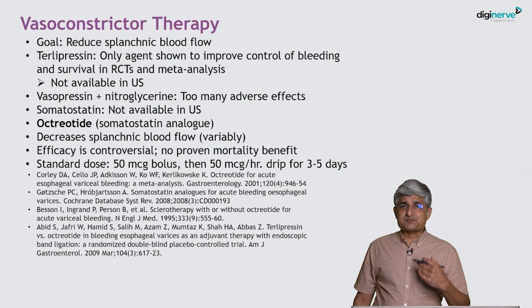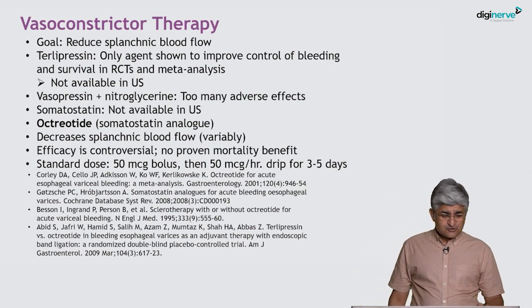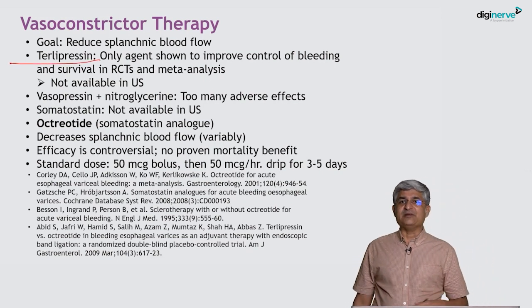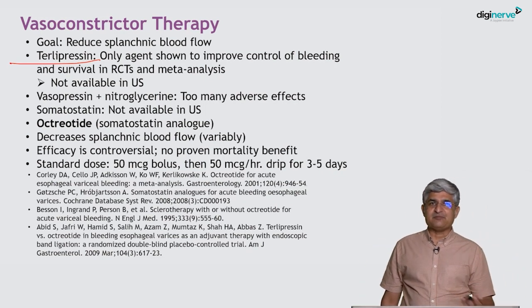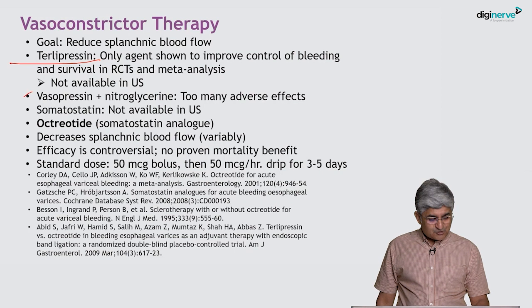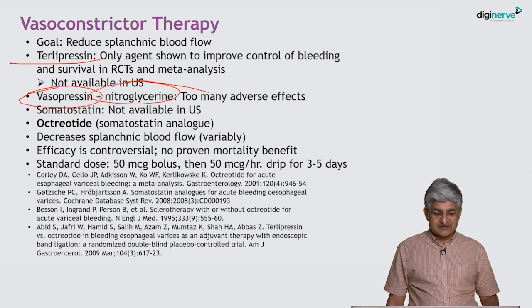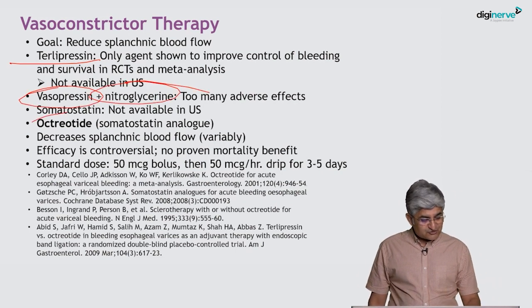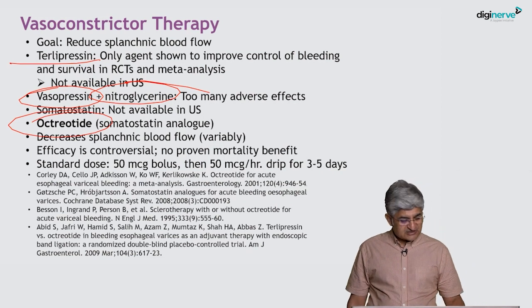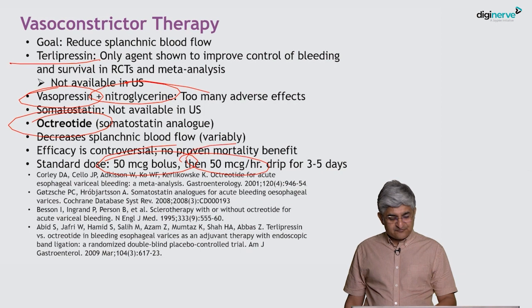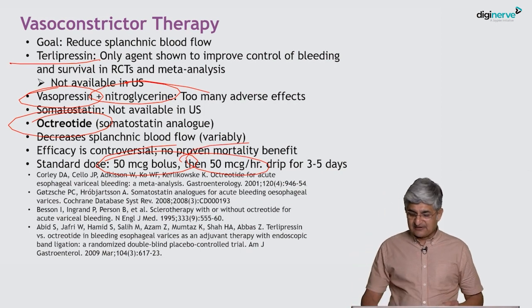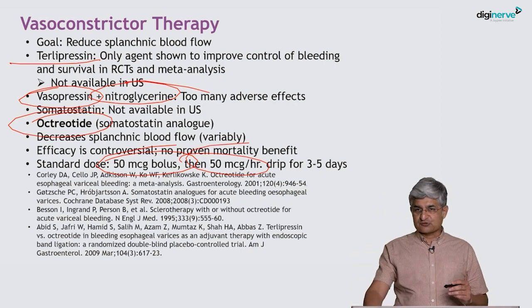It reduces the splanchnic blood flow. You commonly use terlipressin. You should give it at 2 milligrams as an intravenous bolus, followed by 1 milligram, which can be given every 8 hourly. And vasopressin or nitroglycerin also have been tried, or the standard dose of using octreotide or somatostatin analogs is 50 micrograms as a bolus, and then continue as 50 micrograms per hour as an infusion for the next 3 days to 5 days.